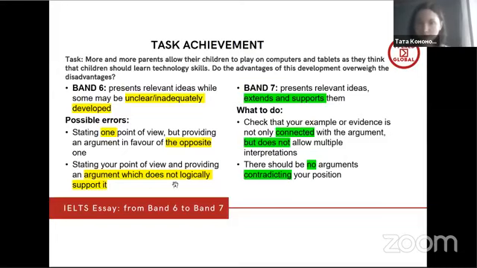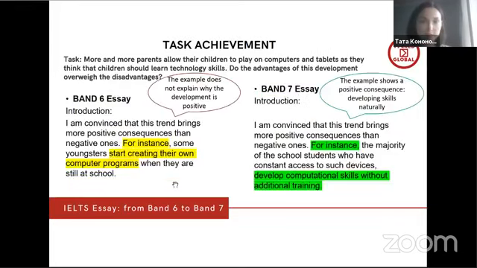Or they state their opinion and they do give some kind of explanation, but this explanation is very vaguely connected with the argument itself. Have a look. The task is about whether the advantages of children's playing computer games outweigh the disadvantages of this phenomenon.